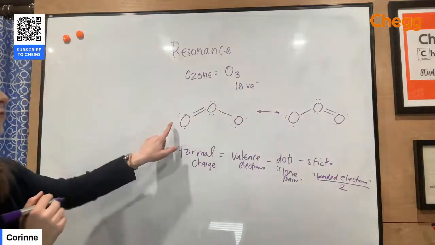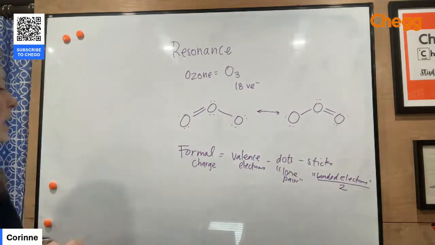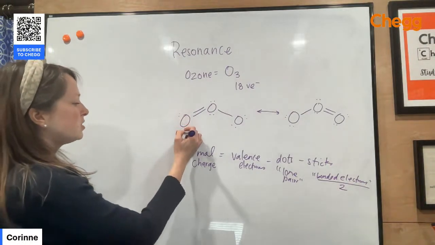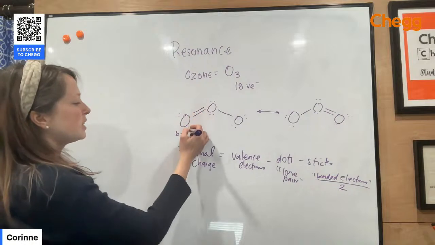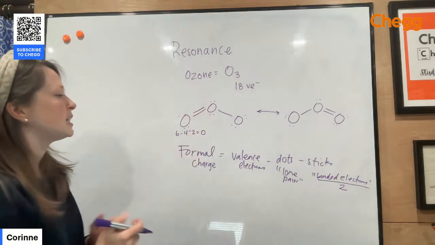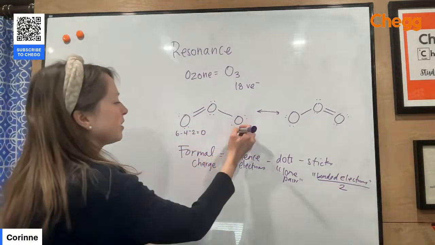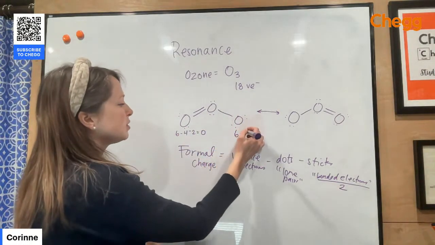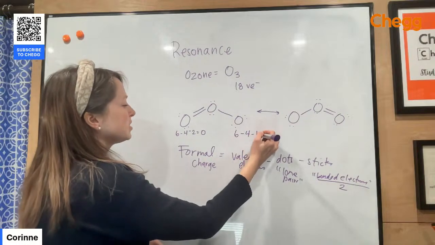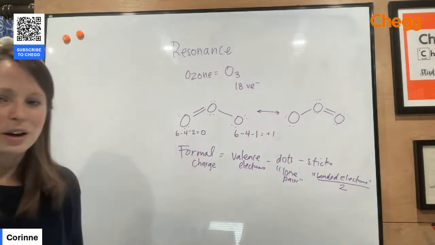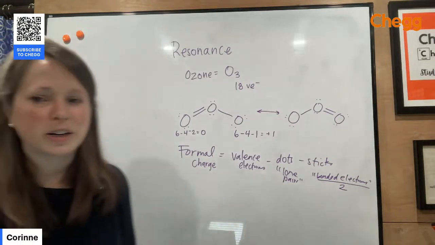So let's say I want to find the formal charge of this oxygen atom. Oxygen has 6 valence electrons. I have 4 lone pairs, or 4 dots, and I have 2 bonds to that. So this has a formal charge of 0. Versus this oxygen atom on this side, I have 6 valence minus the 4 lone pairs minus the 1 bond. This would have a formal charge of +1. All right, so that's how we'd actually calculate the formal charge.